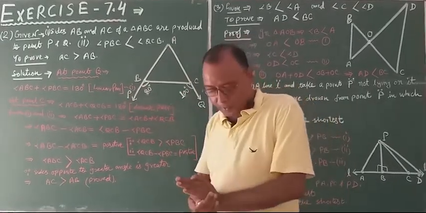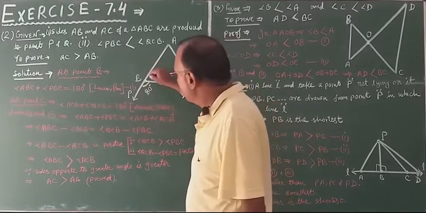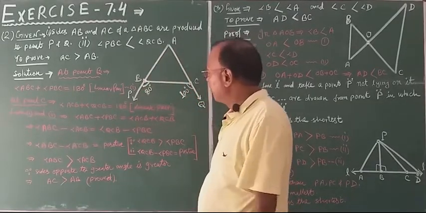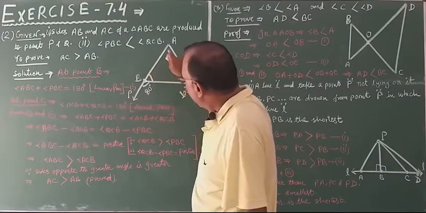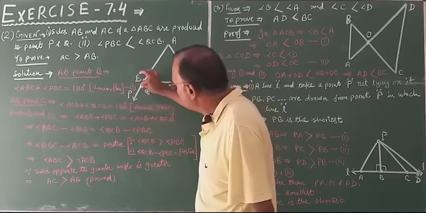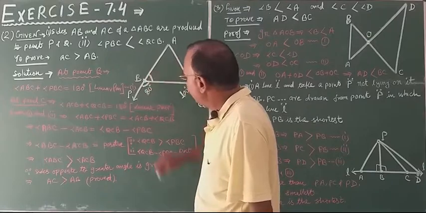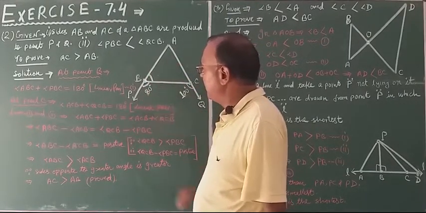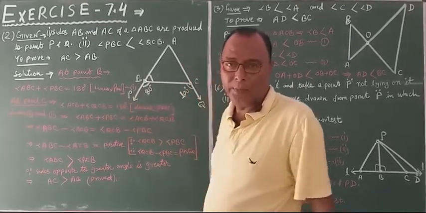Now just come to the solution. At point B, there are two angles: angle ABC and angle PBC. Just look at these two angles, this angle and this angle. Their sum is 180 degrees. Angle ABC plus angle PBC is equal to 180 degrees because they are a linear pair. This is equation 1.